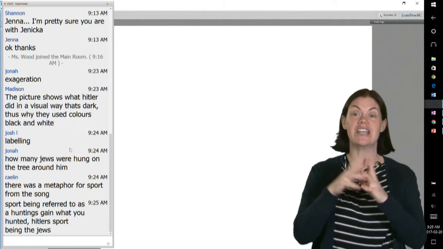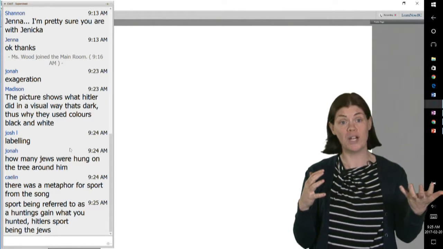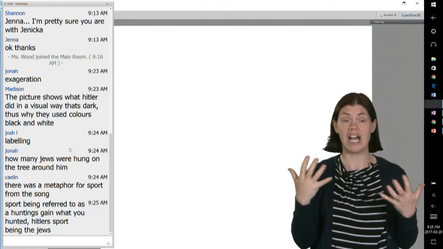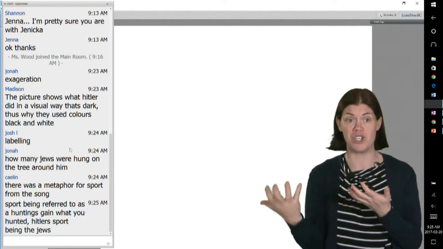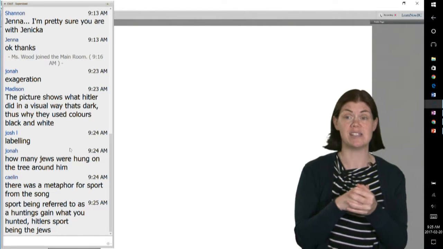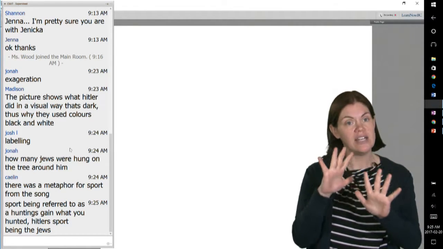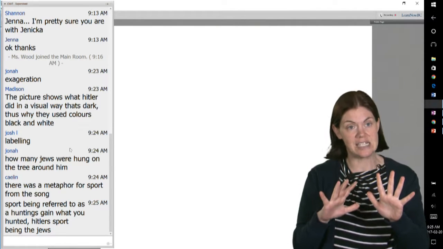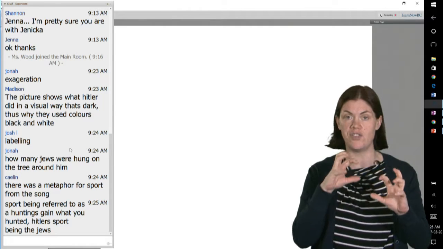Absolutely. You can make that comparison between hunting for a sport, as in how we look at hunting today, and how Hitler looked at persecuting the Jews, as a sport. Okay, now that we've gotten a lot of the techniques that Dr. Seuss used, what do you guys think the message of the cartoon was?